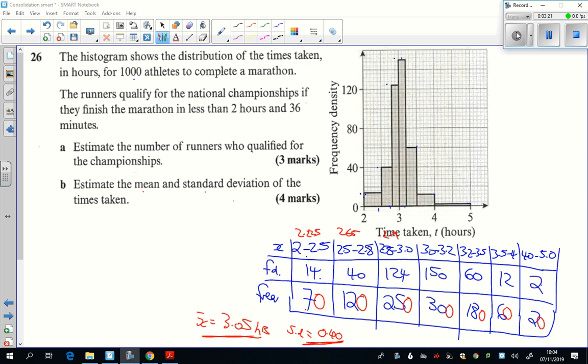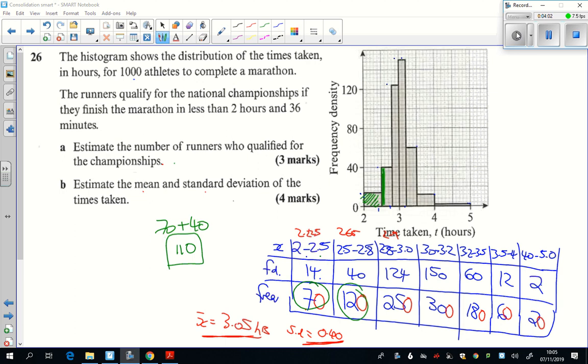And the number of runners who qualified for the championship, that original question there, were the people that got 2 hours and 36 minutes or less. So clearly we had all of these people here because they were all under 2.5 hours, and then 2 hours 36 minutes is 2.6 hours. So we get the first 1/3 of those values there as well. So I'm thinking we've got these 70 people and 1/3 of those plus an extra 40 people. So we've got 110 people qualifying for the championships.